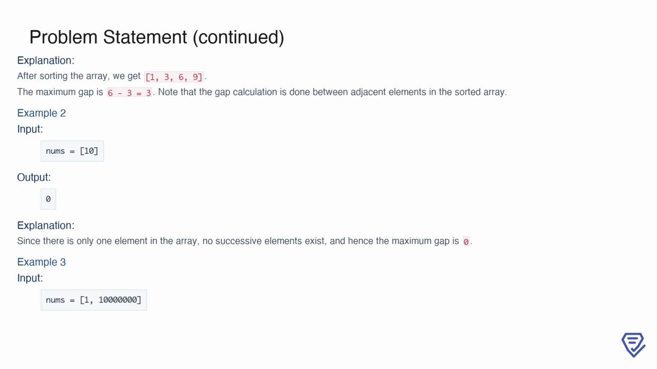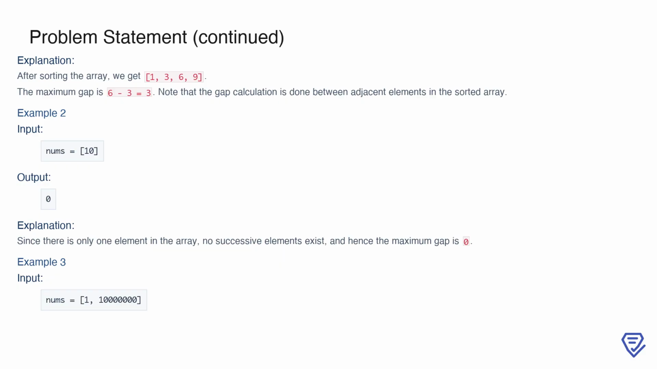To help clarify the problem, let's look at some examples. In the first example, the input is 3, 6, 9, 1. After sorting, the array becomes 1, 3, 6, 9. The differences between adjacent elements are 3 - 1 equals 2, 6 - 3 equals 3, and 9 - 6 equals 3. The largest of these gaps is 3, so that is the output.